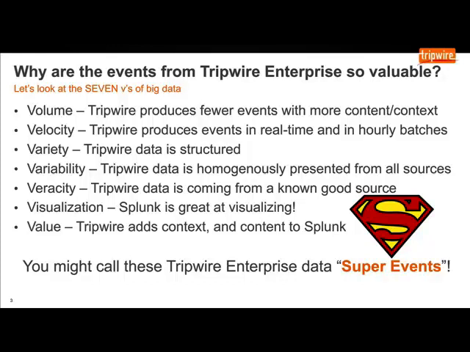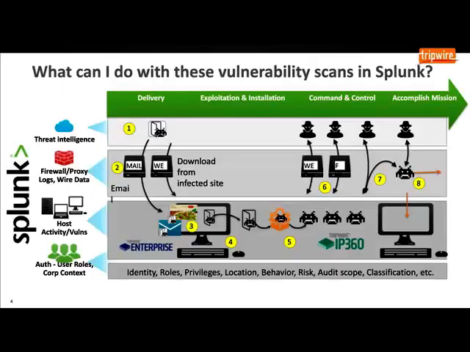But Tripwire isn't just about integrity monitoring. With IP360, you can identify the hardware and software assets in your environment and create an inventory in Splunk Enterprise. Further, using credentialed scans from IP360, you can identify vulnerabilities on assets and use that information to patch the systems that will be targeted before they are ransomed. Let's look at a quick scenario.